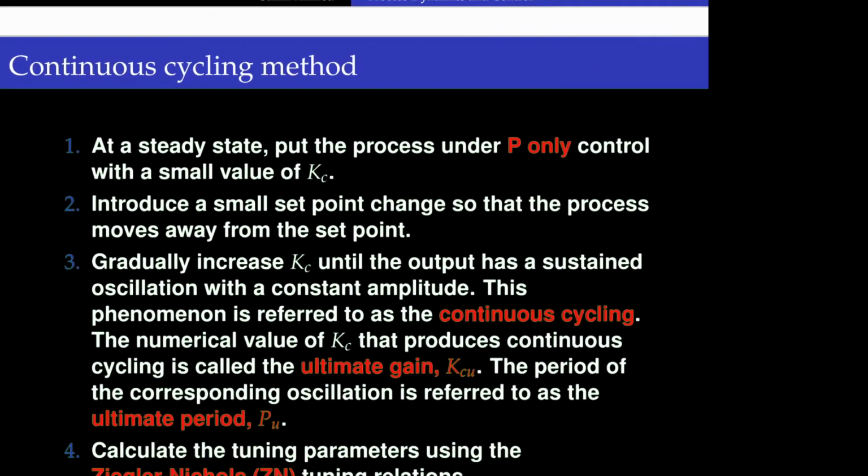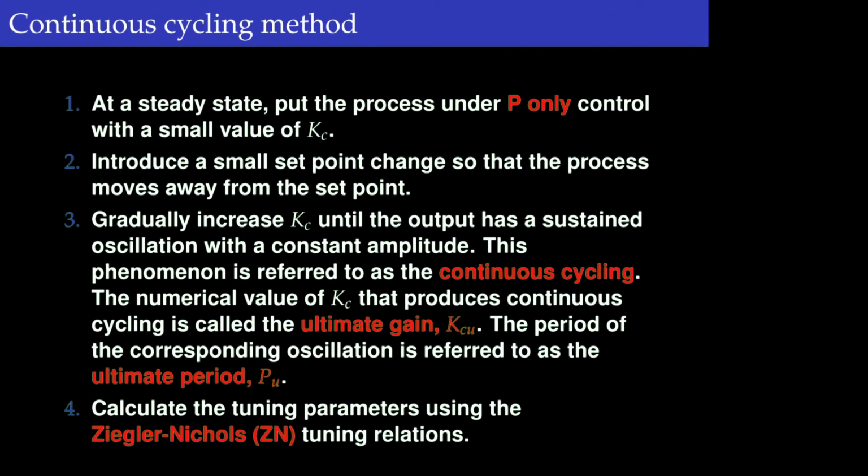Another approach is what is called the continuous cycling method. In this approach, there is a step-by-step procedure to follow. Initially, at a steady value, the process is put under proportional only control for a small value of Kc. Then a small set point change is applied so that the process moves away from the set point. Since we're applying only proportional only control, if we make a change in the set point, the process will move away from the initial set point. However, it will not be able to follow the new set point.